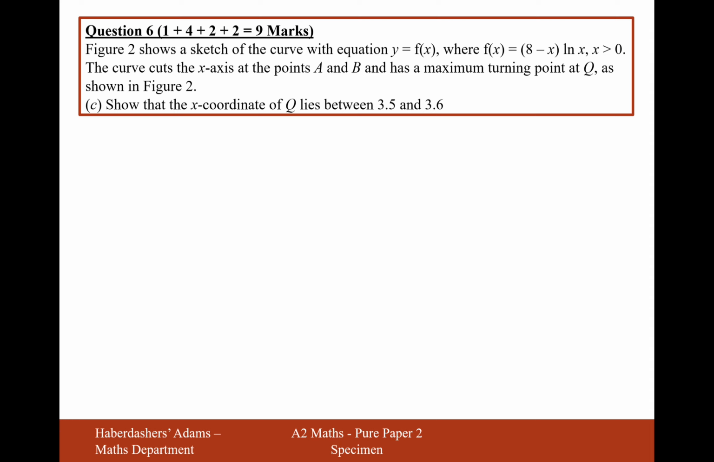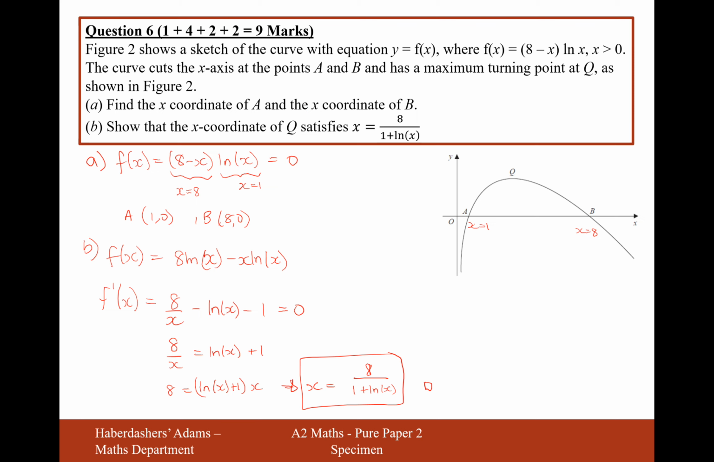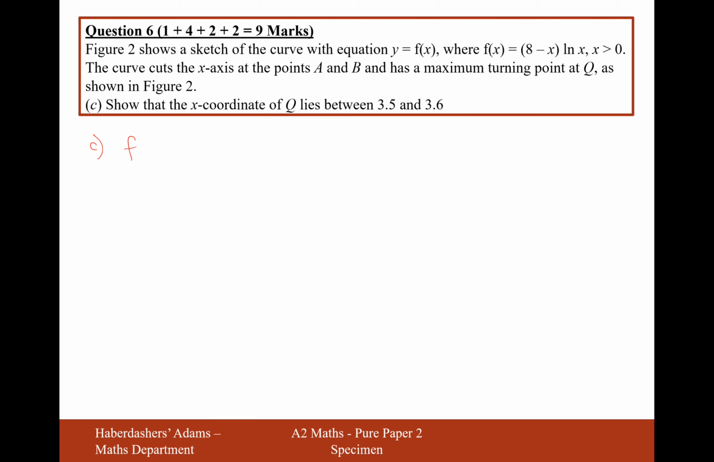Moving on to part C, show that the x-coordinate of Q lies between 3.5 and 3.6. So for the x-coordinate of Q, Q is the stationary point, so we need a differential. So f dash of x equals 8 over x minus ln x minus 1 equals 0. We're looking for this, when we plug in 3.5 and 3.6, for it to go either from negative to positive or from positive to negative. I think it's going to go from positive to negative, just by the look of the graph though.